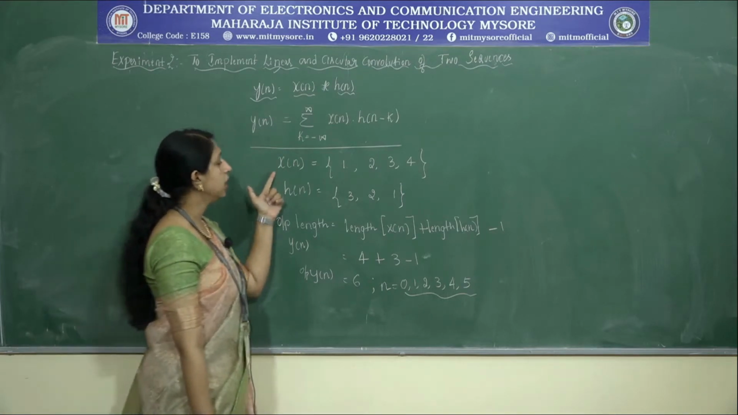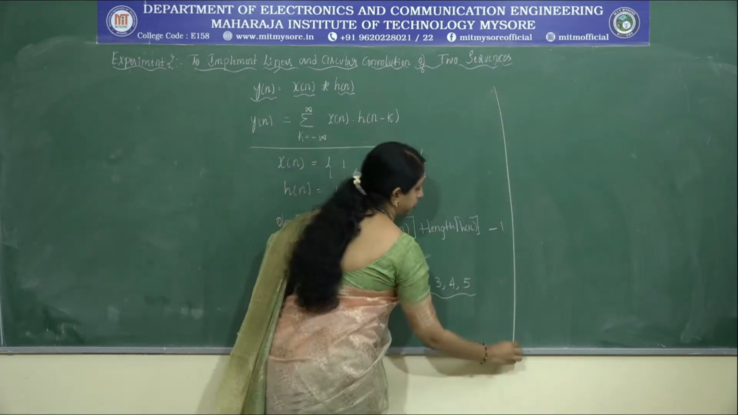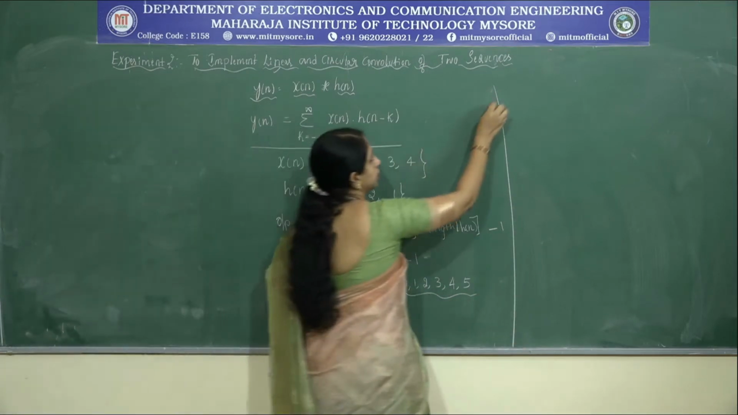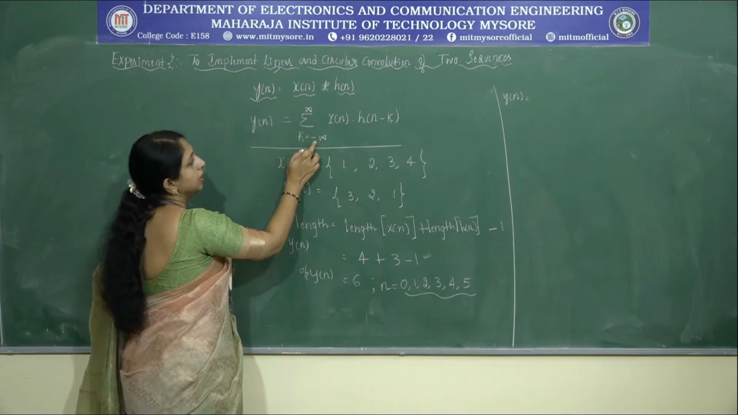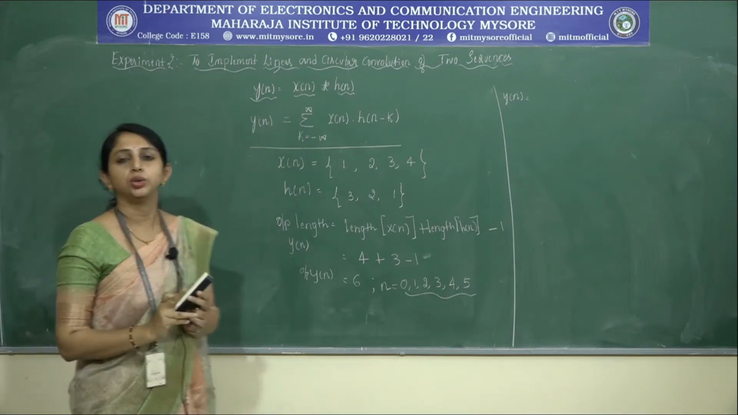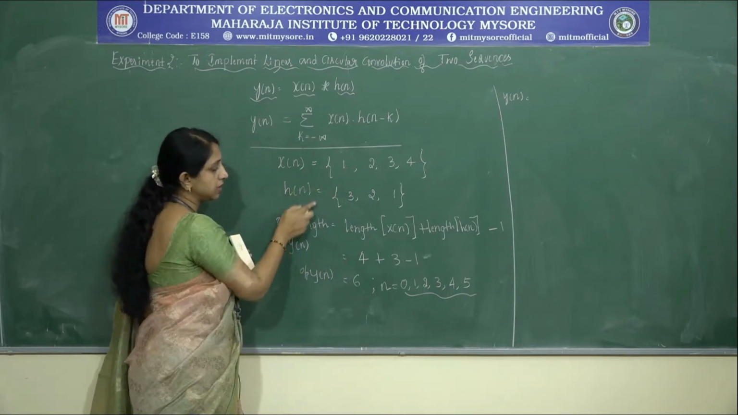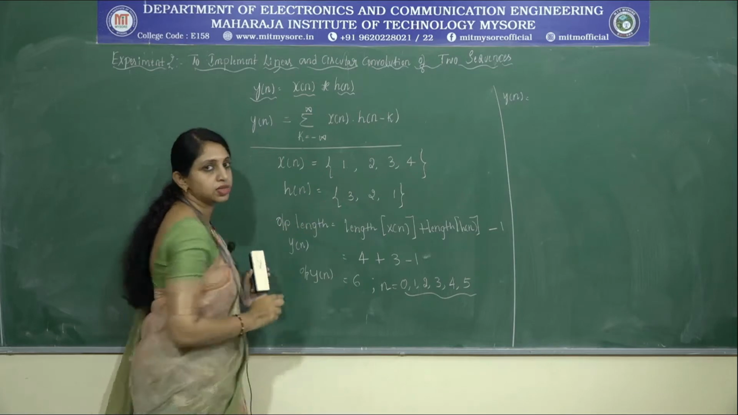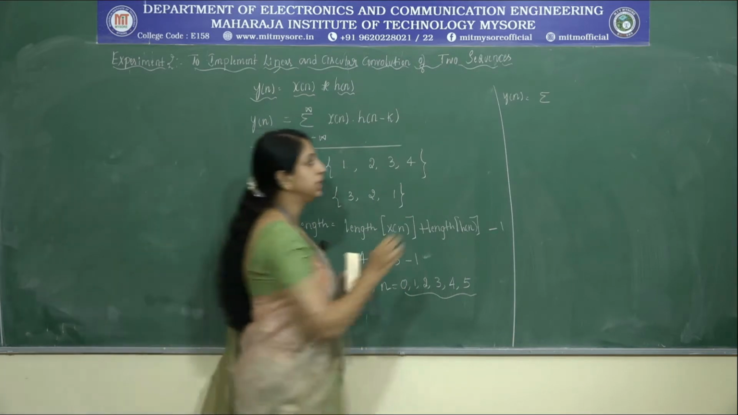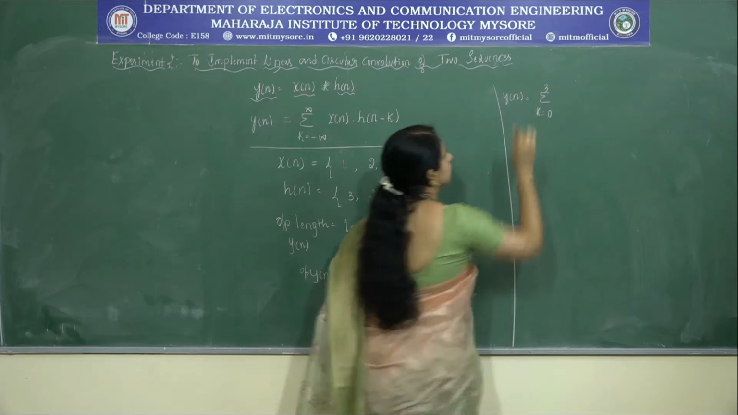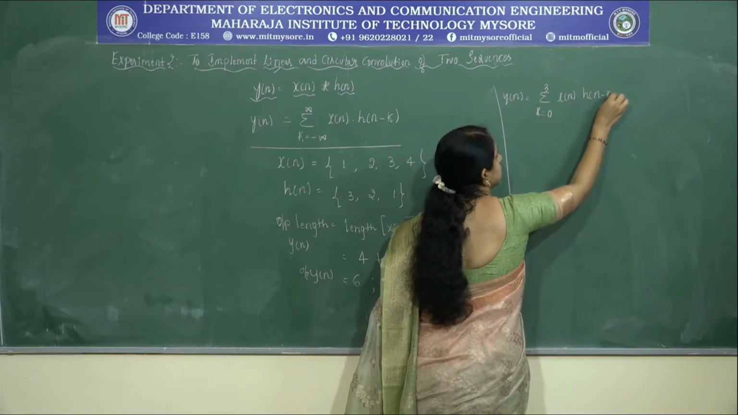Now, how to solve this equation with respect to x and h? First, let us solve this equation. y of n equals summation k is equal to, it is an infinite length sequence, but here you need to go for the maximum length considered value. See here, what is the maximum length between x and h? It is x, which has 4 values. So now you can write it as summation, 4 can be written as k is equal to 0 to 3. Write the sequence as it is: x of k, h of n minus k.